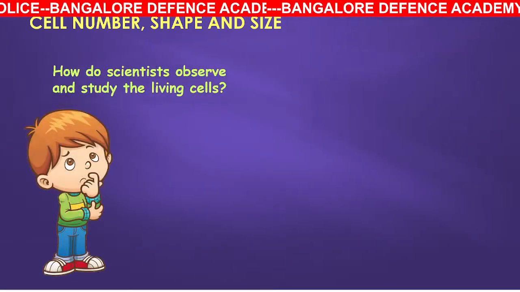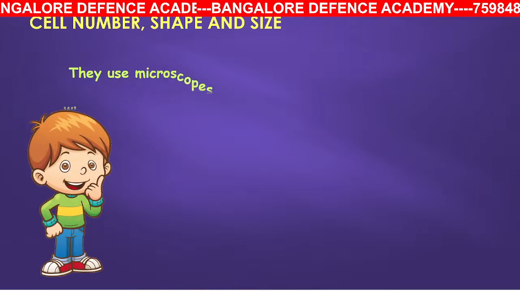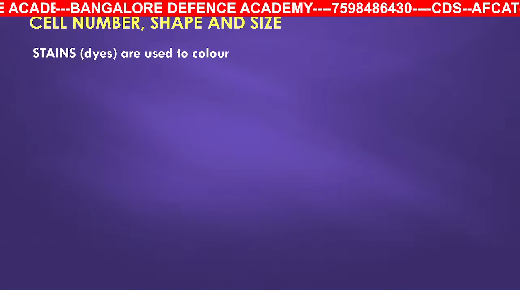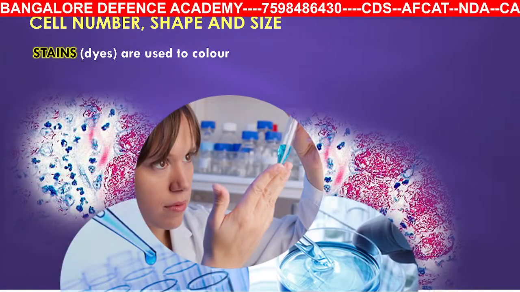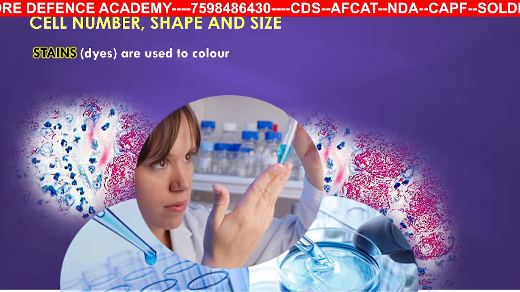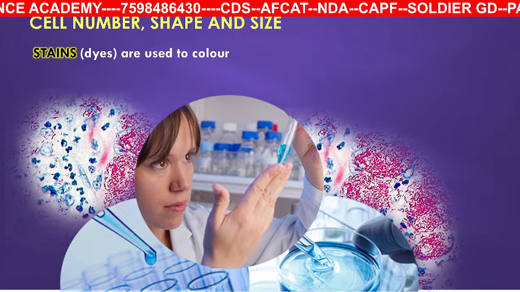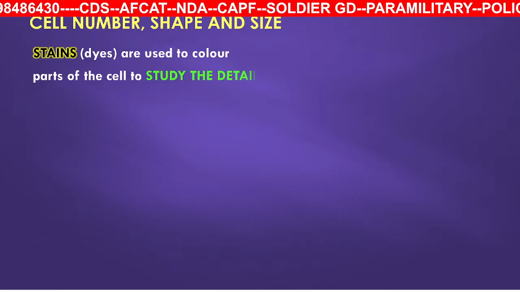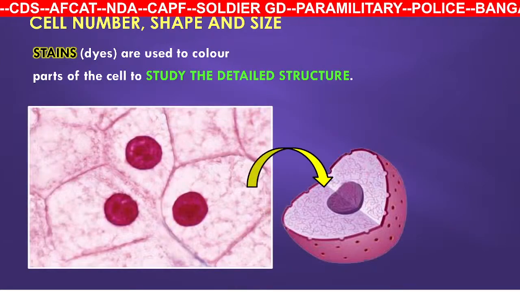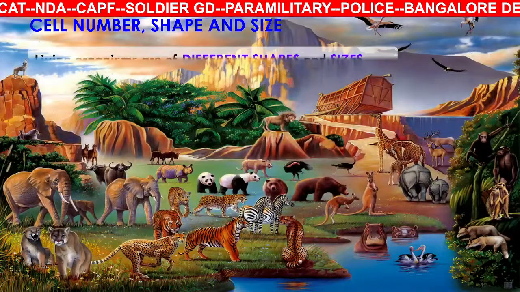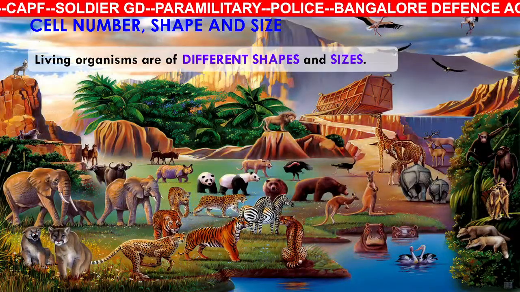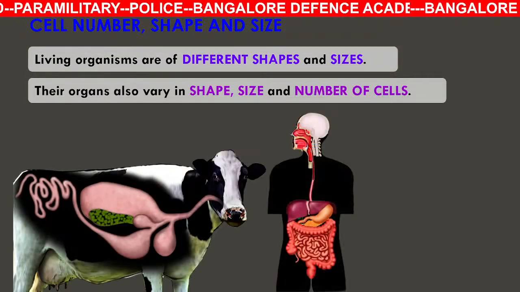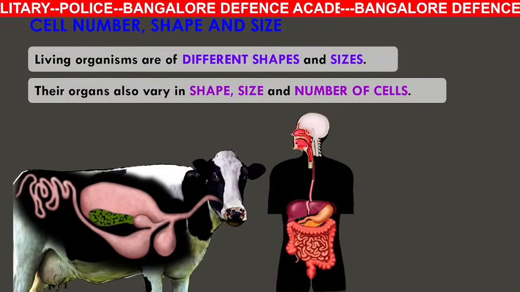How do scientists observe and study the living cells? They use microscopes which magnify objects. Stains are used to color. So those who have studied biology, you have an experience of looking at onion cells under the microscope. Correct? You give a color and then you watch it. So this is how the detailed structure is studied under the microscope. Living organisms are of different shapes and sizes. Their organs also vary in shape and size and number of cells.